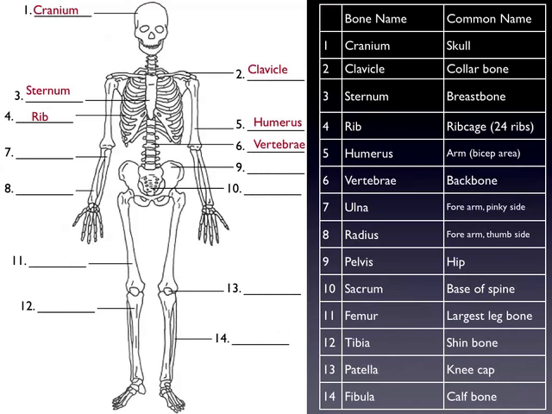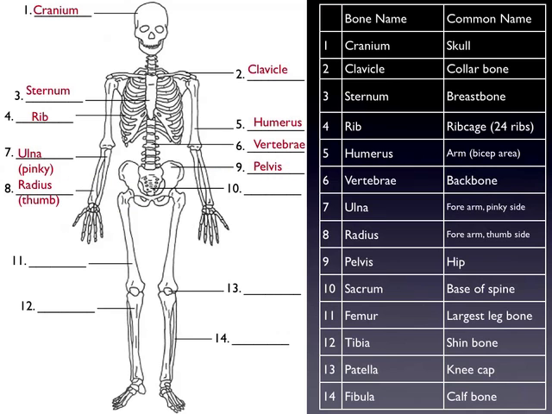So the one attached to the pinky side of your hand is the ulna, and the one attached to the thumb side of your hand is the radius. To help remember, your thumb can move in a full circle, and a radius is part of a circle. So remember, the radius is the one attached to the thumb side of your hand. All right, number 9, the pelvis.